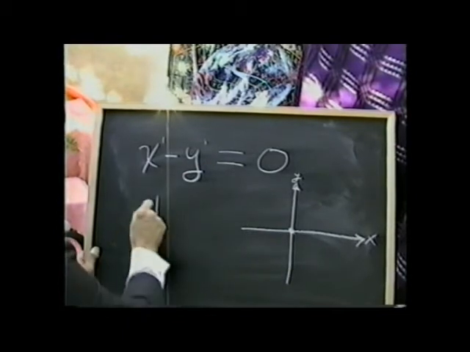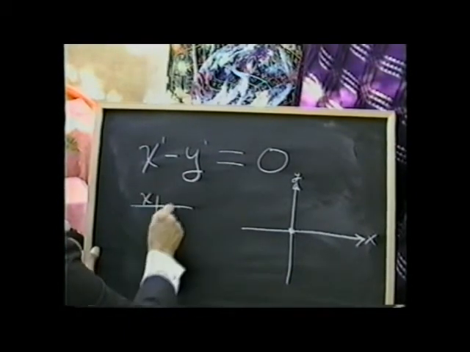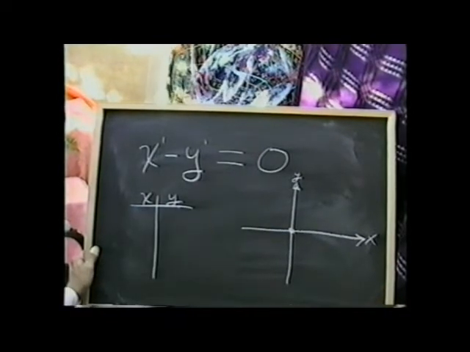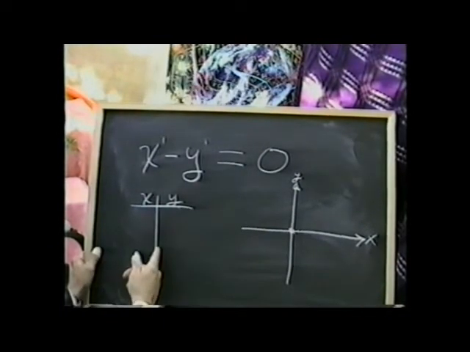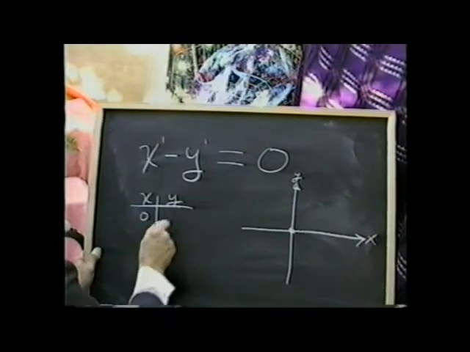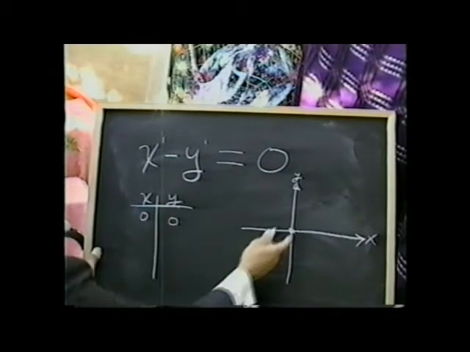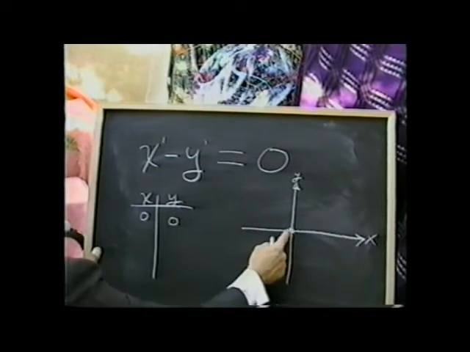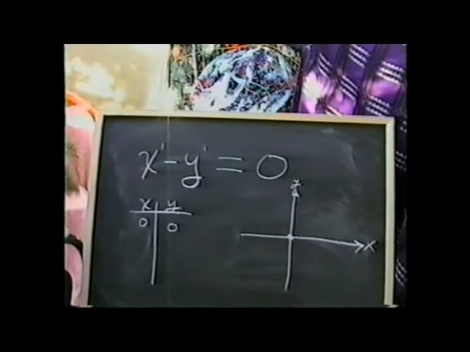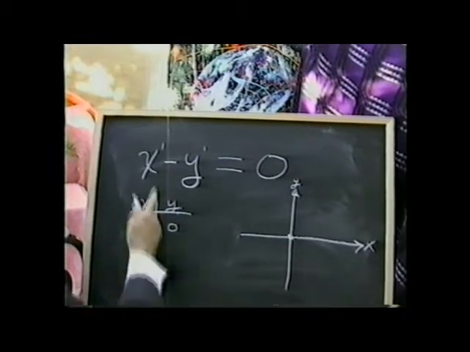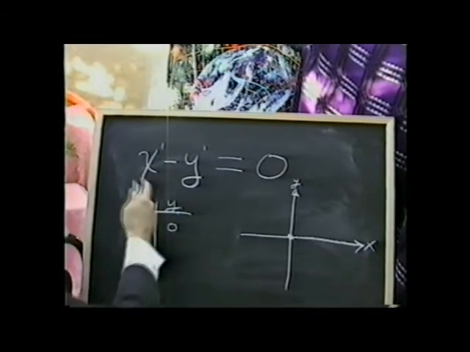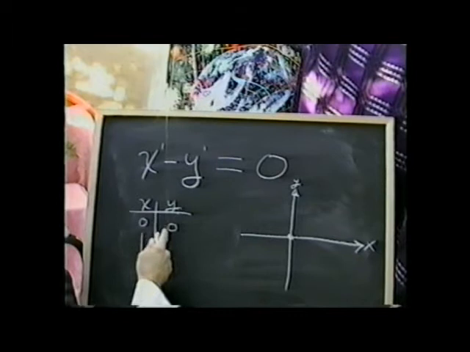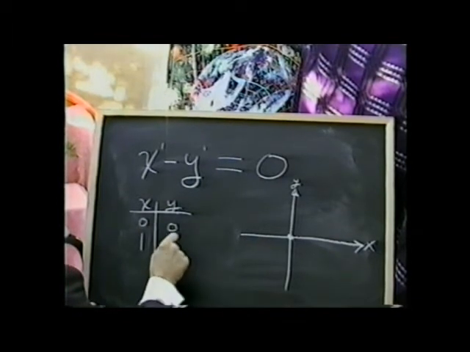Now all we need to do is make a table of values for x and y and pick values to graph. So we already know if x equals 0, y equals 0. That's 1 point. So if we want to pick another value for x could be 1. So if x equals 1, 1 minus what equals 0? 1 minus 1. So y must equal 1.